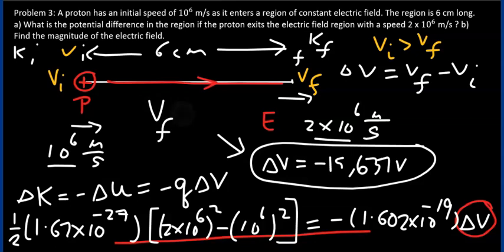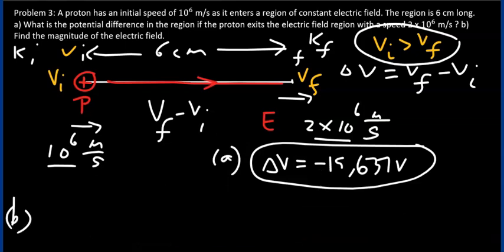Note it is a minus number because the change in potential is the final potential minus the initial potential, and because the final potential is less than the initial potential, it results in a negative number. Part B, the magnitude of the electric field.